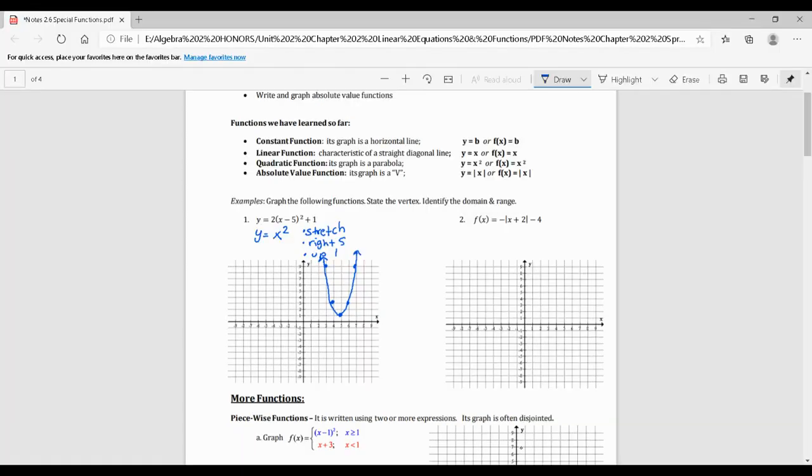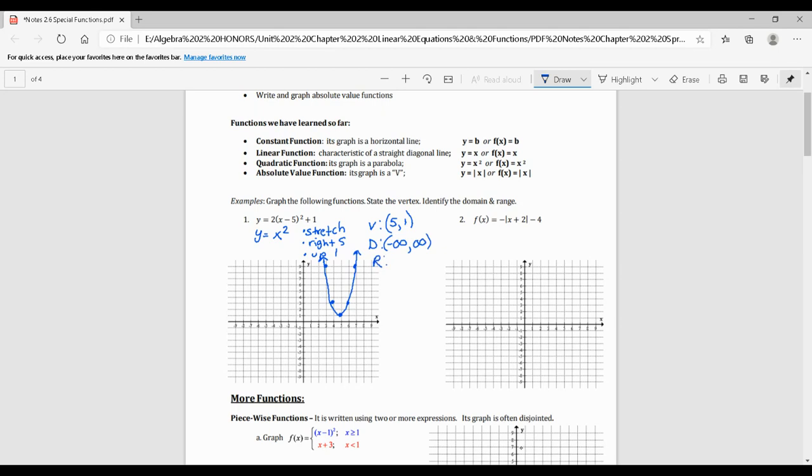Now that we have our graph, we can state our vertex and identify the domain and range. So my vertex for this problem, like we said, originally parent graph's at 0, 0, but we moved to the right 5 and up 1, so the vertex is 5, 1. My domain for a parabola, if we look to the left, we look to the right, we technically go up and to the left forever and up and to the right forever. So my domain is going to be all real numbers.